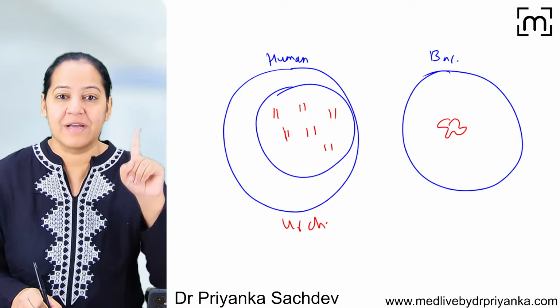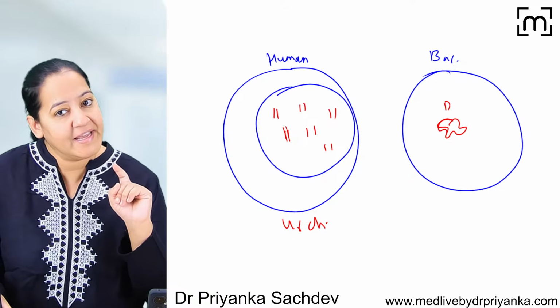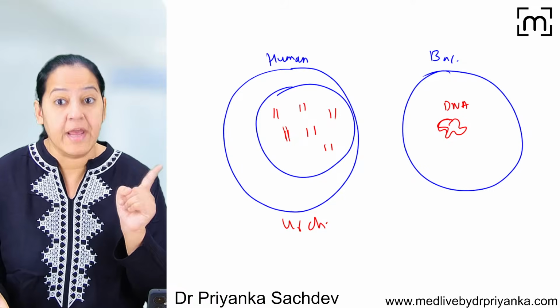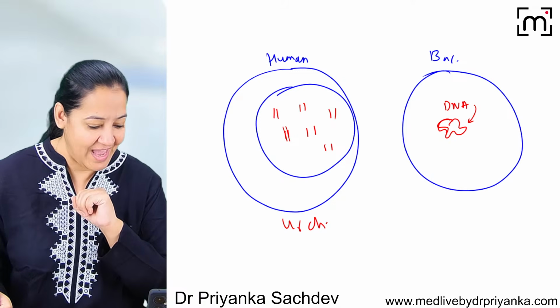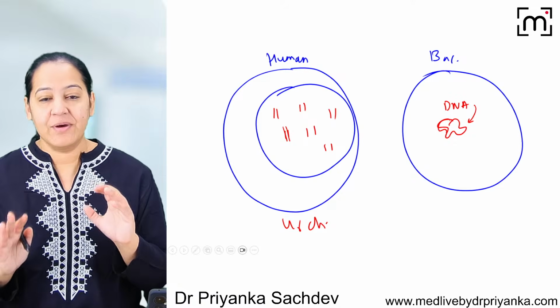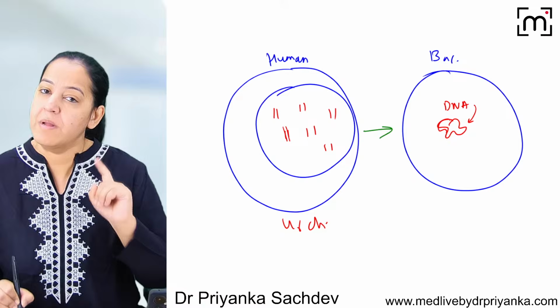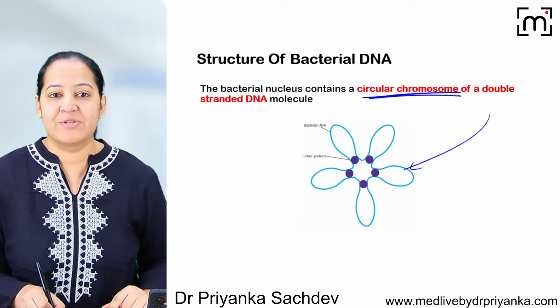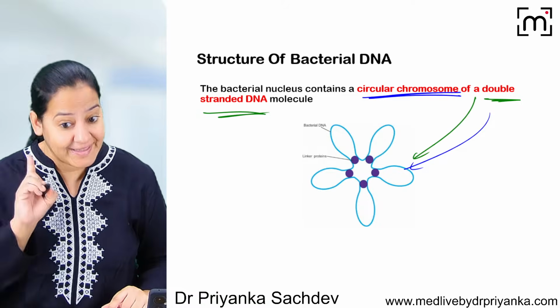Here you can see the chromosomes are linear, which are made up of double-stranded DNA. Here also it is made up of double-stranded DNA, but there is a single chromosome, only one chromosome, and that too circular. Okay, so you have to understand how many chromosomes are present in a bacteria. Only one chromosome, that too circular and made up of double-stranded DNA. So this is the structure of bacterial DNA.